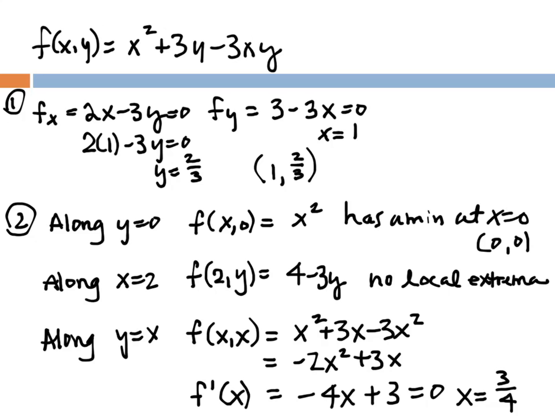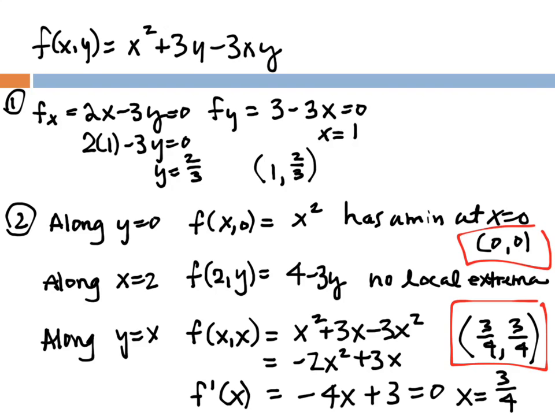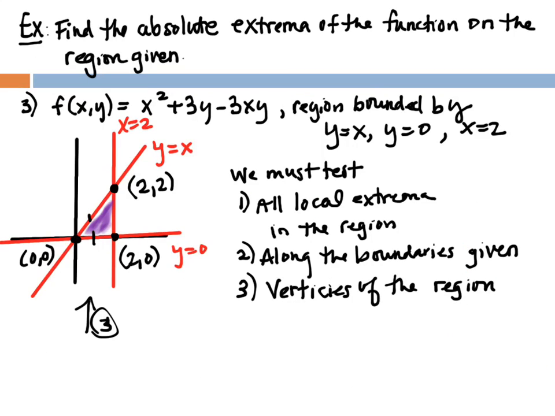So if x is 3/4, y is also 3/4. Why? Because y equals x along this curve. So I've got these 2 points, but the 0, 0 I already had. I've got this point right here, 1 2/3. And then back on the other side, I have the additional 2, 0, and 2, 2. I've got the 0, 0, but I already counted that one. So I've actually got 5 points to test.